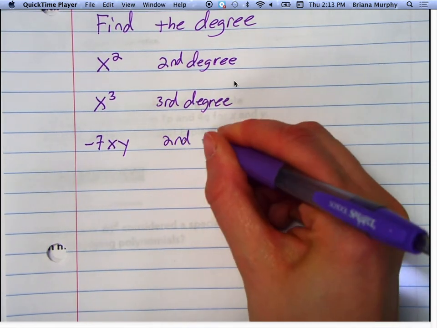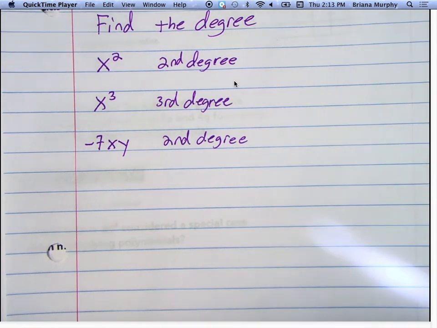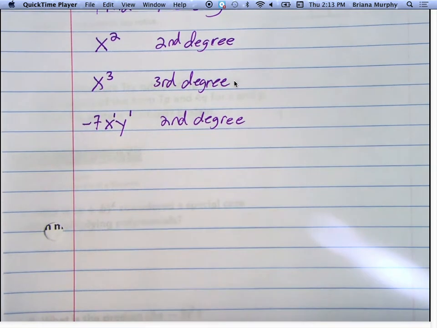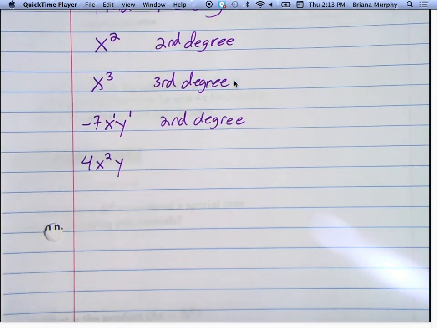So we're going to add them, if they're two different things. Degree of x is 1. Degree of y is 1, so this is a second degree. Okay, let's try another one kind of like that. What's the degree here? 3. Third degree.